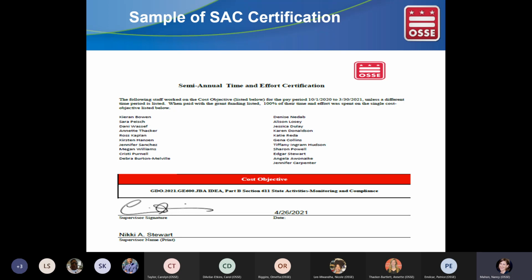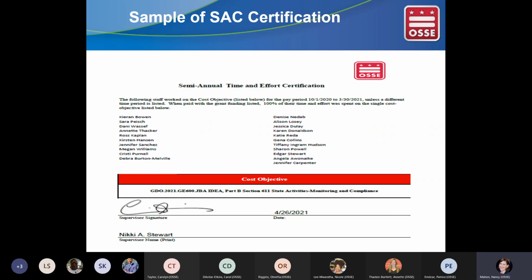So this is a sample of a SAC certification. This one says the cost objective is IDEA Part B, Section 611, State Activities Monitoring Compliance. You can see we have an awful lot of staff here at OSSI that work on this particular cost objective. It doesn't mean they have to work on it 100% necessarily, but when they are being paid with those funds, some people might be 50% local and 50% of this. That means half of their time is spent on this. So it says when they are paid with the grant funding listed, 100% of their time and effort was spent on the single cost objective.